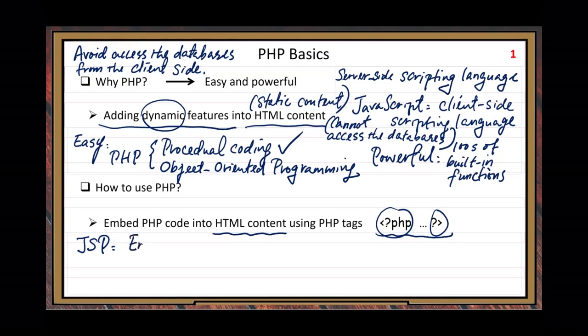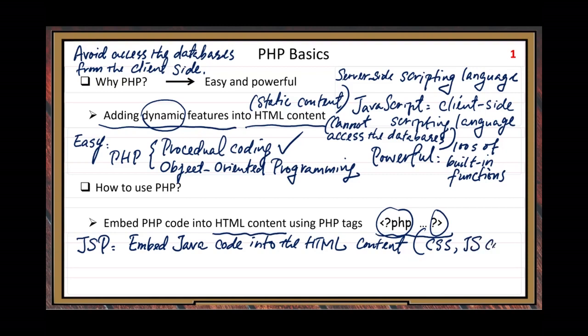In JSP, people embed Java code into the HTML content. Although I say HTML content, that could include CSS and JavaScript code. We treat them as the same category.